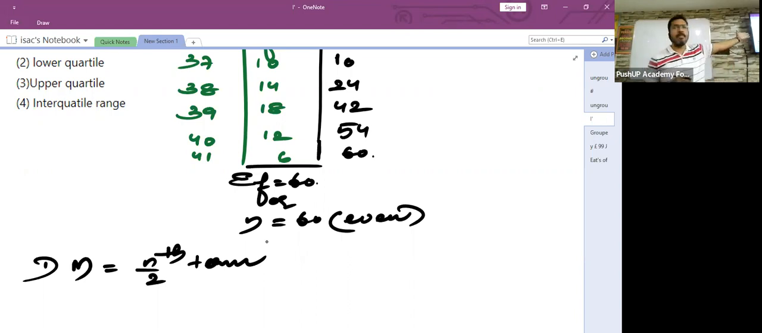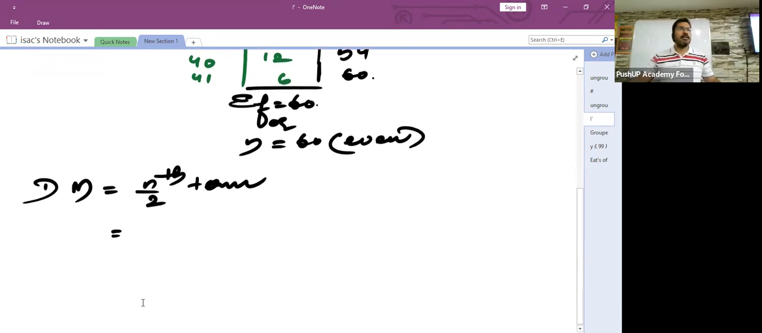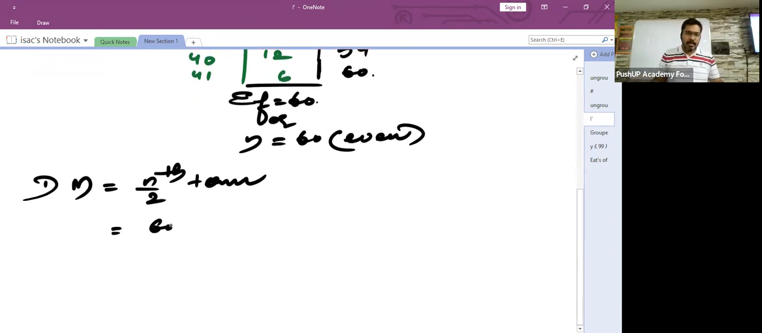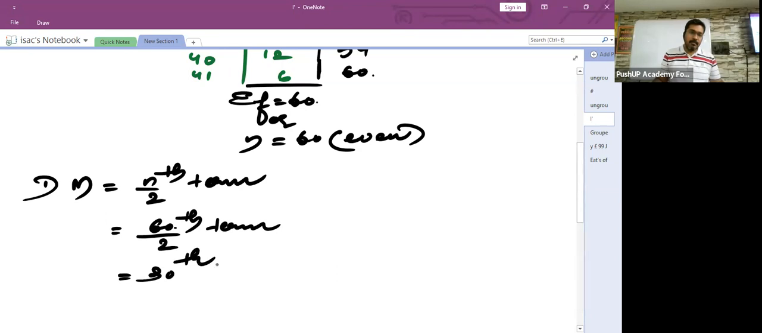Let us look here. I'm teaching you something very important. You did this, so why couldn't you answer? N by 2 the term. So children, what is the value of n? 60. So you will write here 60 by 2 the term. And 60 by 2 is 30. So the 30th term will give you the median value.